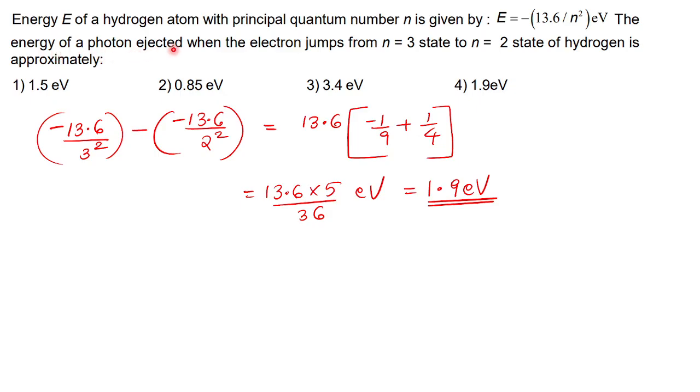The energy of the photon ejected when the electron jumps from n equal to 3 to n equal to 2. So listen, this is the nucleus, first, second, third. The electron is jumping from n equal to 3 to n equal to 2. If the electron is jumping from higher energy state to lower energy state, the photon will be emitted. But the question is not about lambda.